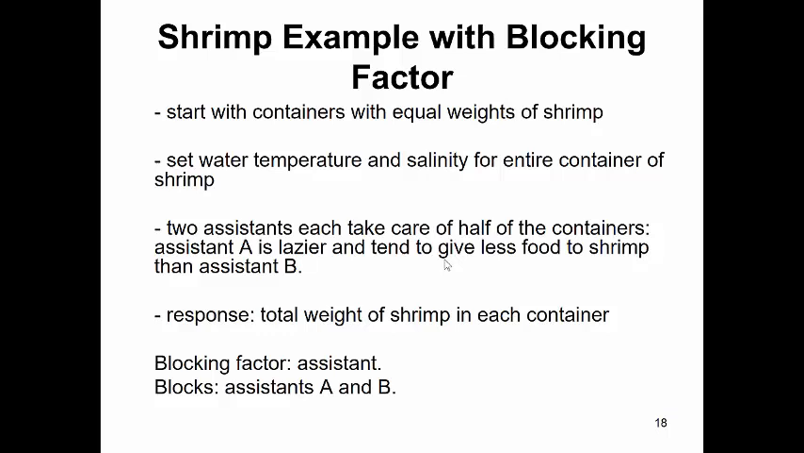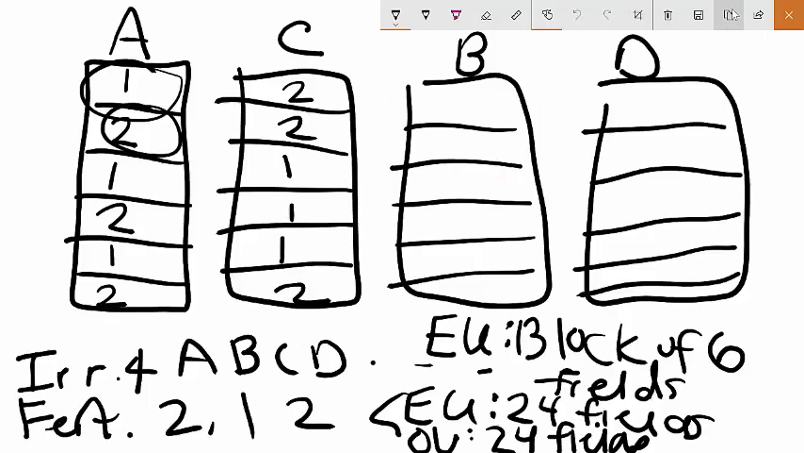So let's say that you start with containers with equal weights of shrimp. You set the water temperature and the salinity for an entire container of shrimp. And then you have 2 assistants, which each take care of half the containers. But it turns out that assistant A is lazier and tends to give less food to the shrimp than assistant B. Here, the response is the total weight of the shrimp in each container. And we could look at the blocking factor of being the assistant.